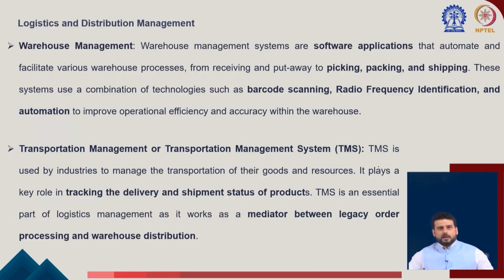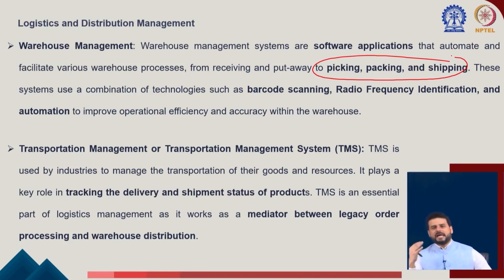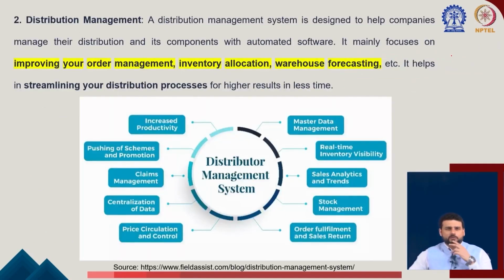So warehouse management covers picking, packing and shipping, and again how you are managing the inventory: barcode scanning, radio frequency identification, automation. We have automated warehouses with automated equipment, and robots managing the inventory. During transportation, management software will help you identify the best route depending upon the road condition and the distance you are traveling, so that it will help you minimize the overall cost.